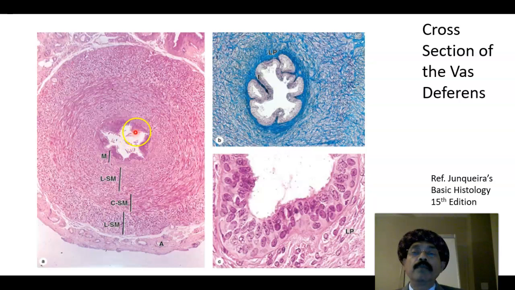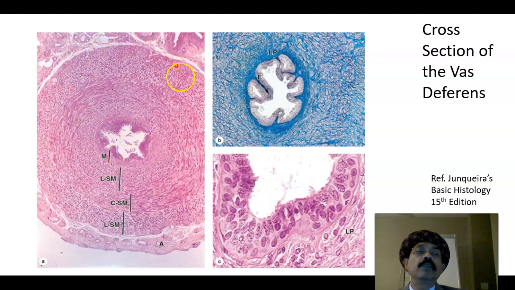The luminal cells of the pseudostratified columnar epithelium have sparse stereocilia that may be found. Here we'll get some stereocilia. Those are immotile cilia. They are branched. They increase the surface area and help in the propulsion of the content.